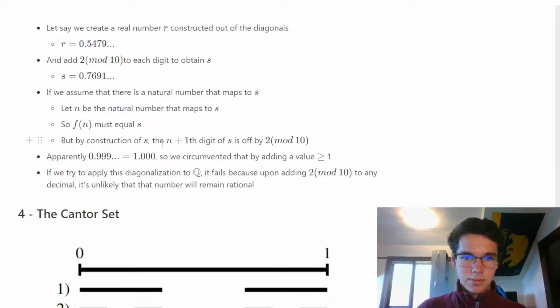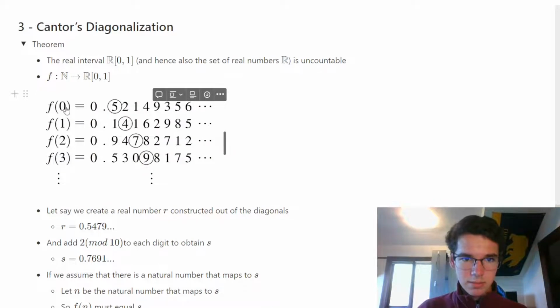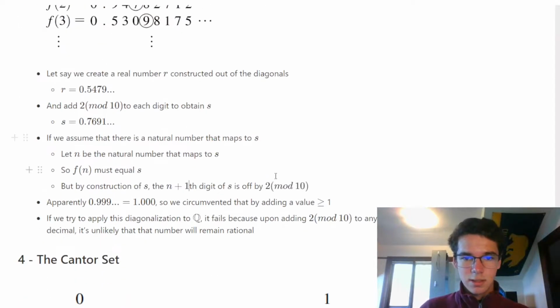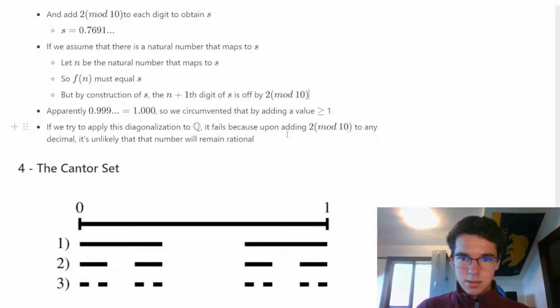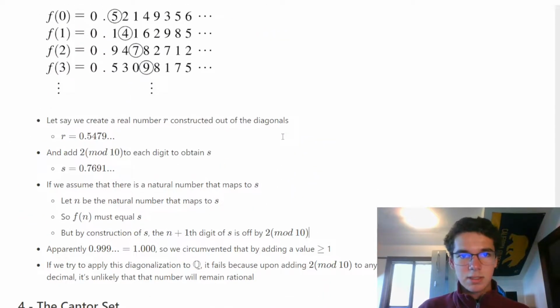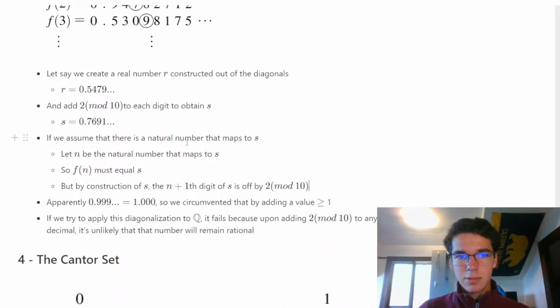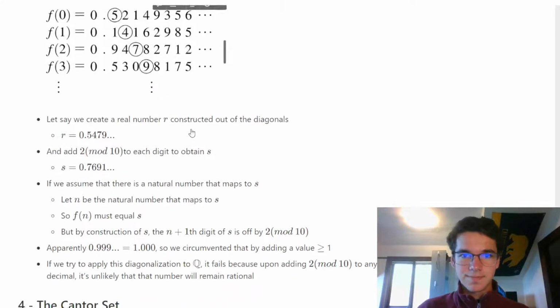Or I guess it would be the (n+1)th digit, because if we say this is the 0th digit, this is the 1st digit, and this is the 2nd digit. So it would be off by 2 mod 10, and basically just by this logic, we will not be able to find this number in our set of real numbers.